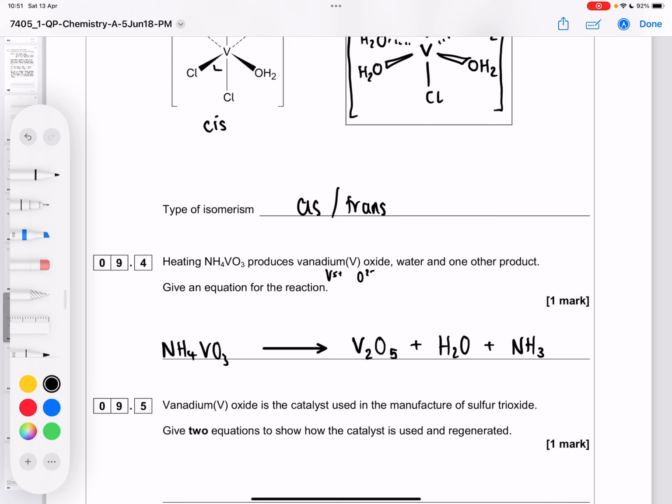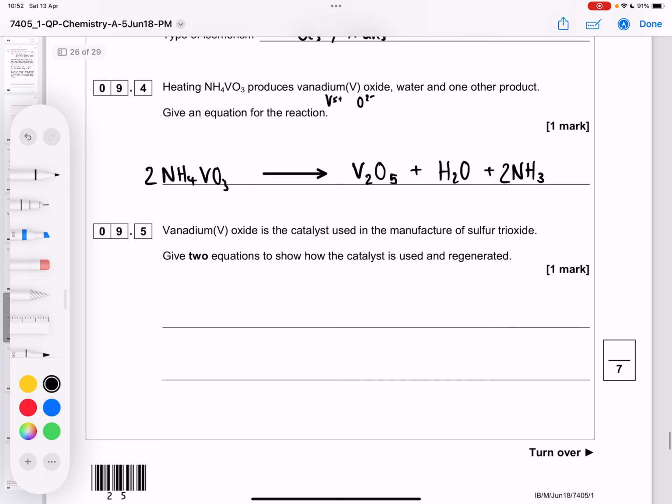So we would look at it, and now we need to balance it. Now we've got 2 vanadiums on the right, so the first thing that we're going to have to do is double up this, which means we're going to have to double up the NH4s. We've now got 8 hydrogens on the left and 8 hydrogens on the right. We've got 6 oxygens and 6 oxygens, and it looks balanced.